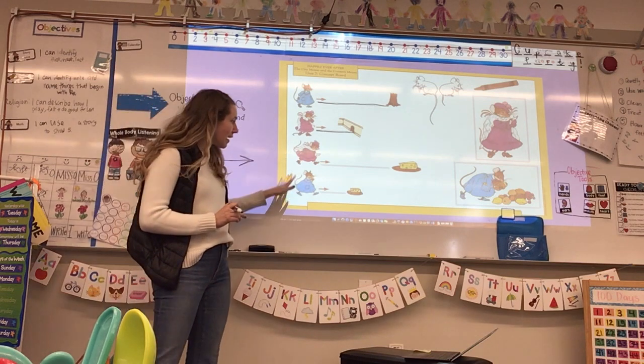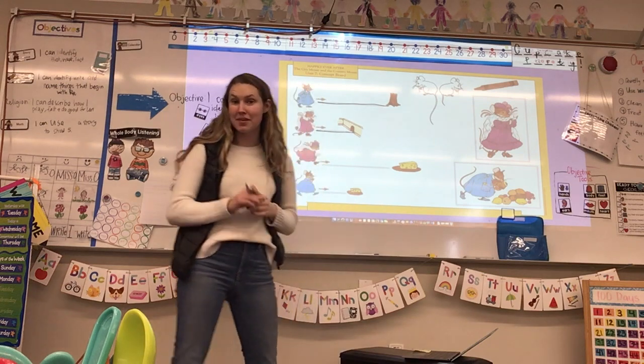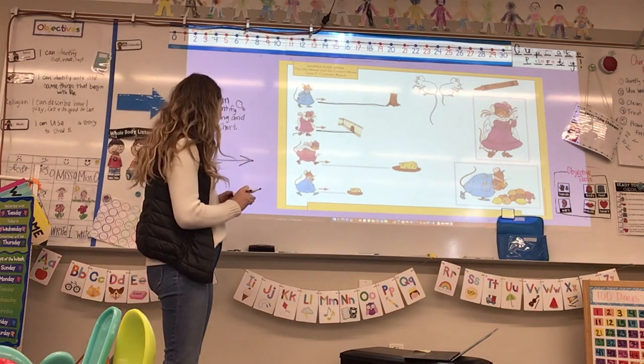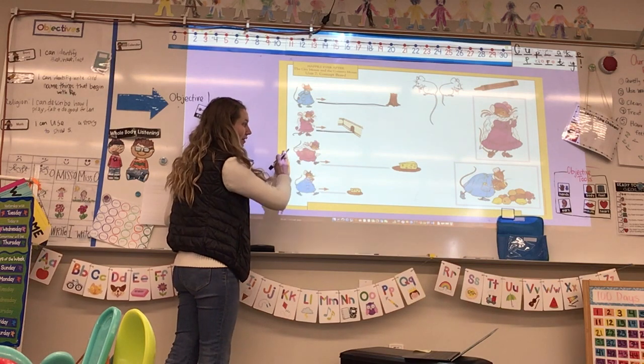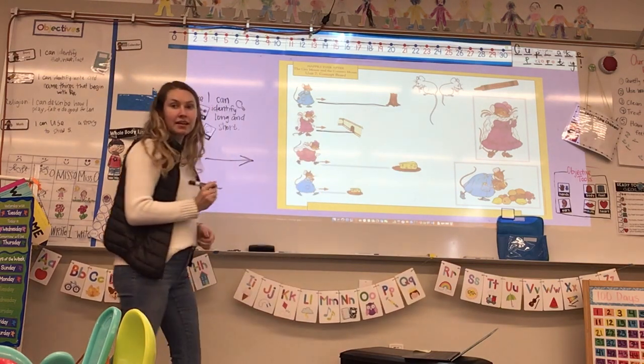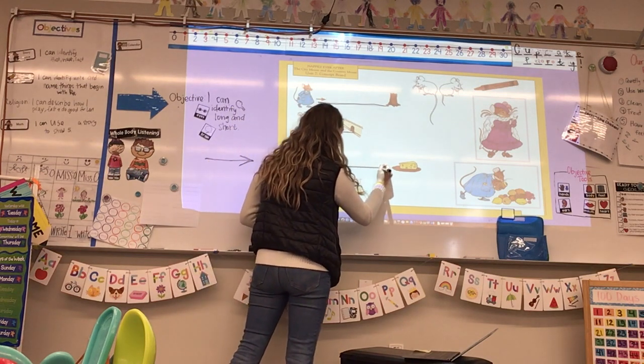Now, both these mice here have some cheese. We want to help them get to their cheese. So we're going to do the same thing. We're going to follow the arrow from left to right and draw a straight line from the mouse to the cheese.